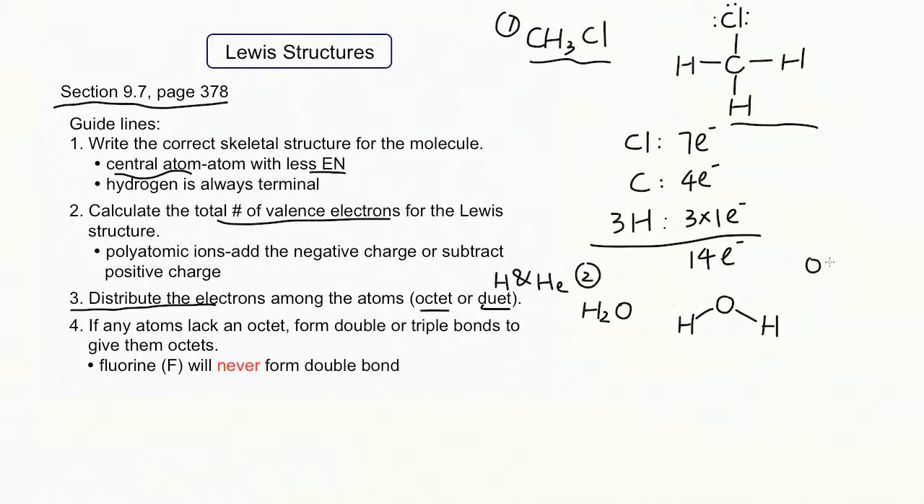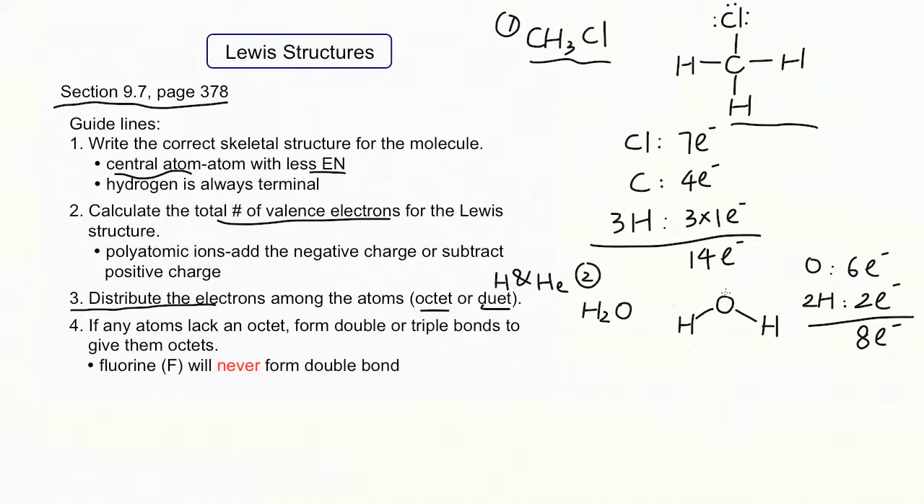1 oxygen, 6. 2 hydrogens, 2 electrons. So in total you would have 8 electrons. Now, when you look at the structure, hydrogens are happy enough because each one of them has 2 electrons, but oxygen only has 4. So you need to make sure that it has 8 electrons.